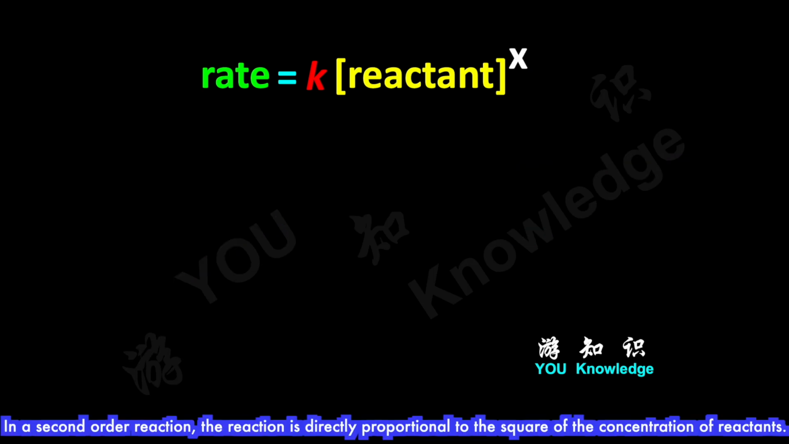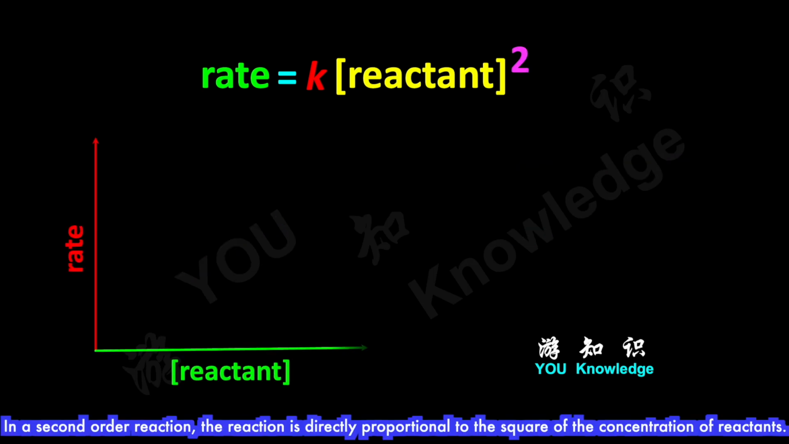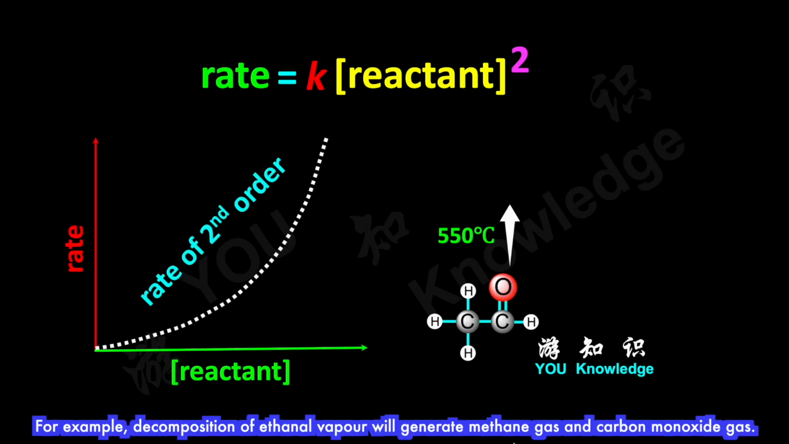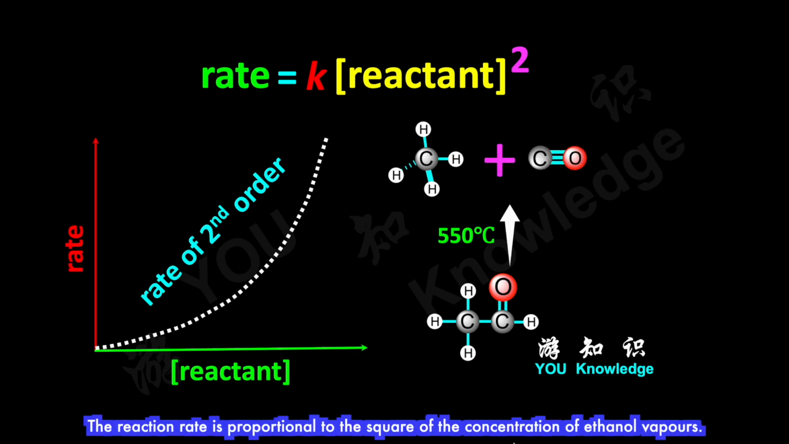In a second-order reaction, the reaction rate is directly proportional to the square of the concentration of reactants. For example, decomposition of ethanol vapor will generate methane gas and carbon monoxide gas. The reaction rate is proportional to the square of the concentration of ethanol vapor.